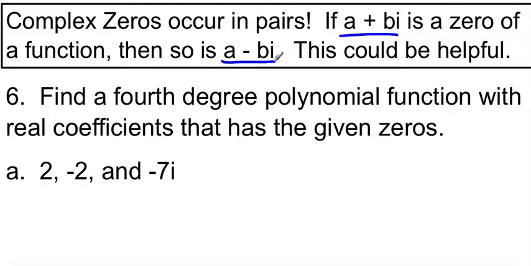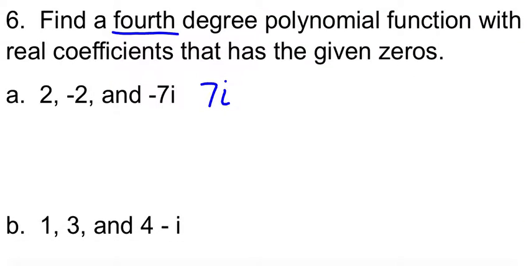So what we want to do in this next problem is find a fourth degree polynomial function with real coefficients that has these zeros. Okay, so we have zeros of 2, -2, and -7i. Well, we know that complex zeros occur in pairs. So if -7i is a zero, so is +7i. Now, it was a fourth degree, where they were already told that, and we have all four of the zeros. So now we can write all four of the factors.